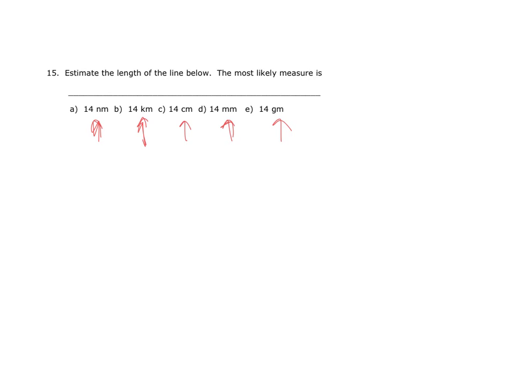Millimeters is 1,000th. And a millimeter is not very big at all. Centimeter is about half an inch. Again, converting it into units we're familiar with. So a centimeter is about that big. So this is probably close to 14 centimeters because the others are either way too big or way too small.